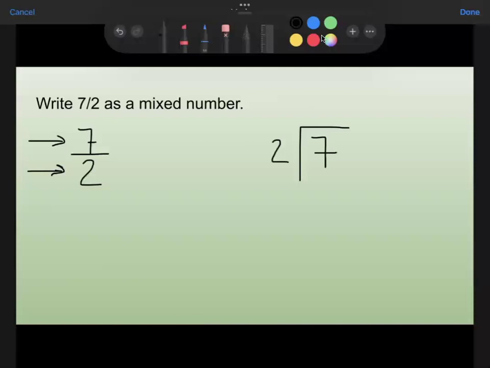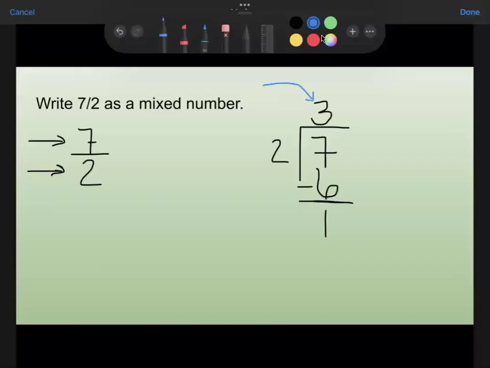So 2 fits into 7 about 3 times, which would give me 6. And when I subtract that, I get 1 left over. So I don't need to keep dividing. I don't need to turn it into a decimal or anything. But here's how that answer becomes the mixed number.